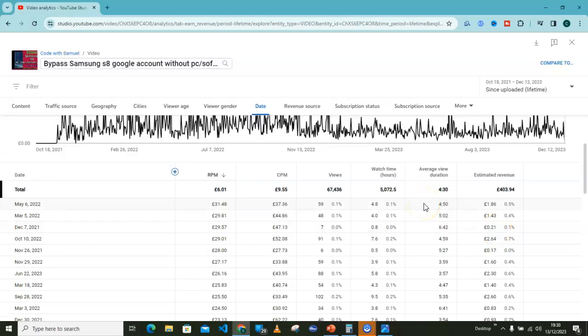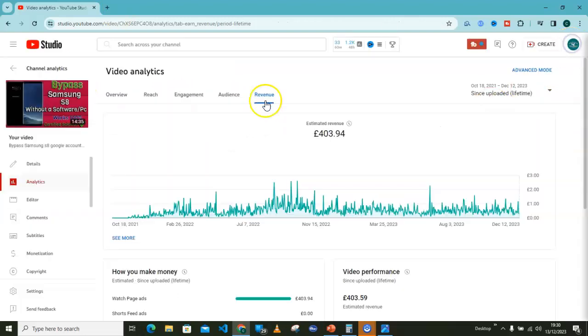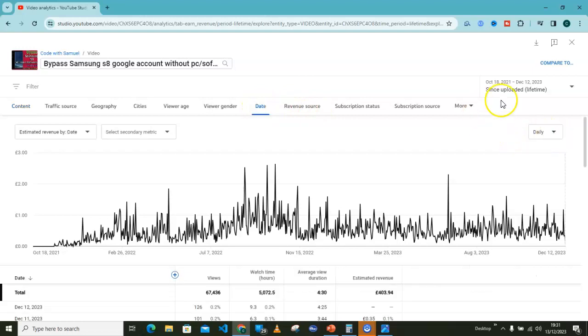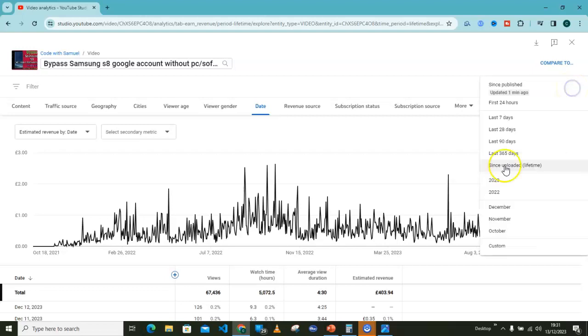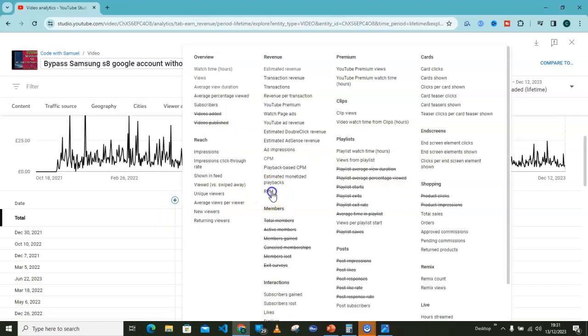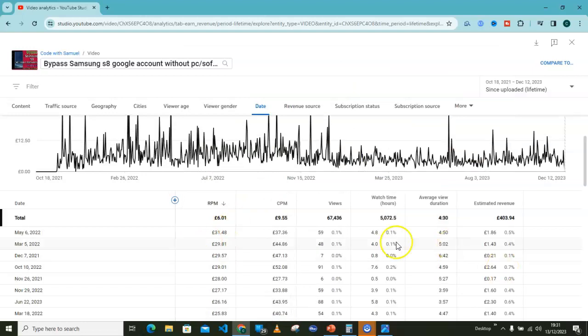When you go to a particular video's analytics, then go for the revenue. Okay, let me go back again. Go for revenue. Then scroll down and go for see more. And here, go for date. Then let it be daily. Then go select since uploaded. Then go for this plus symbol here to add any metric. I will add CPM and RPM. Then I will go for RPM. So from here, you can easily calculate how much you are paid.